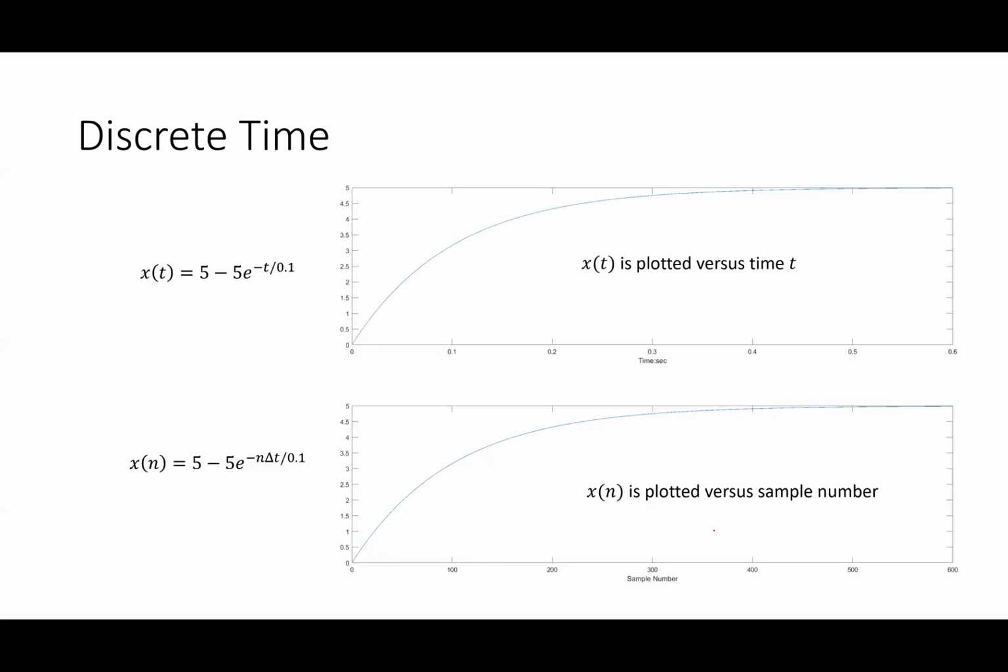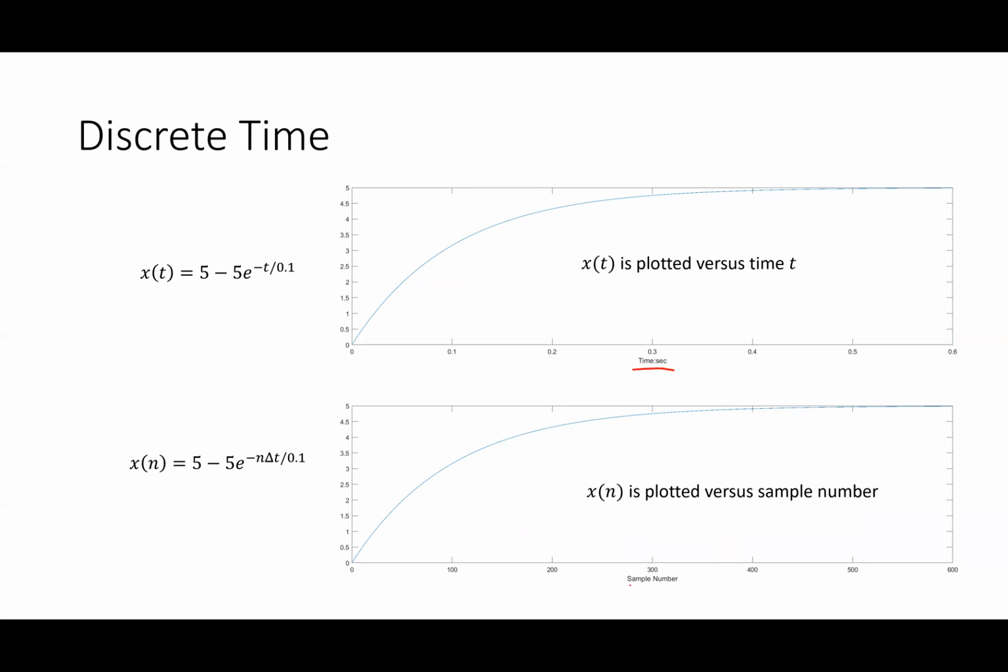So one way of looking at this: I plotted x of t and x of n, okay? Those look the same, don't they, those two graphs? What's the difference in my two graphs? Yeah, well, the x-axis is different here, right? And I labeled these differently. So on the top, I can see this one is time in seconds.